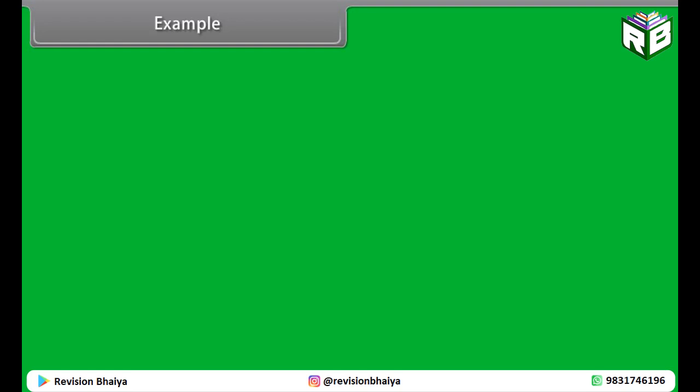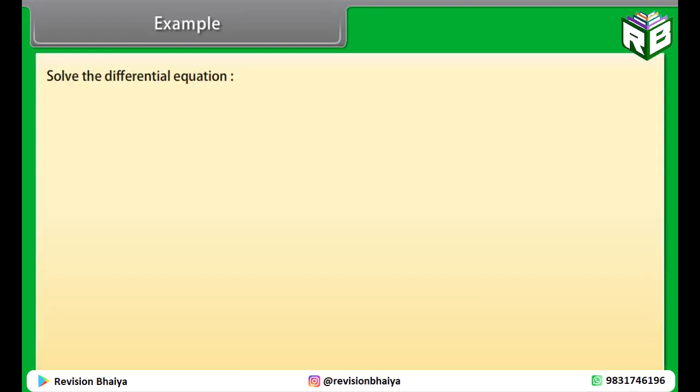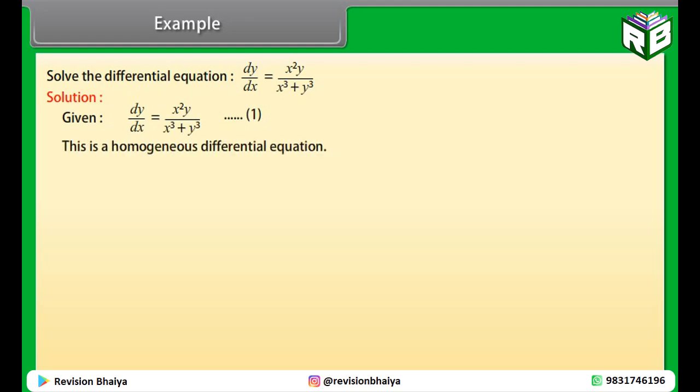Example: solve the differential equation dy by dx equals x square y by (x cube plus y cube). Solution: given dy by dx equals x square y by (x cube plus y cube). Name it as equation 1. This is a homogeneous differential equation.